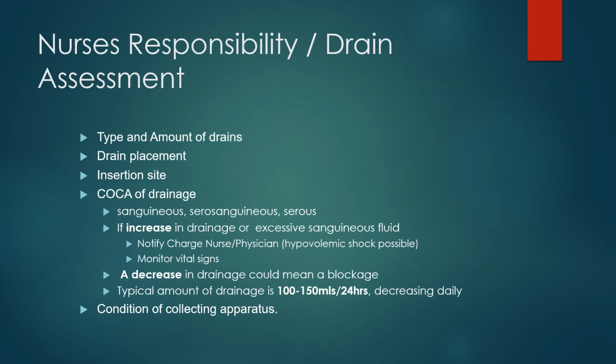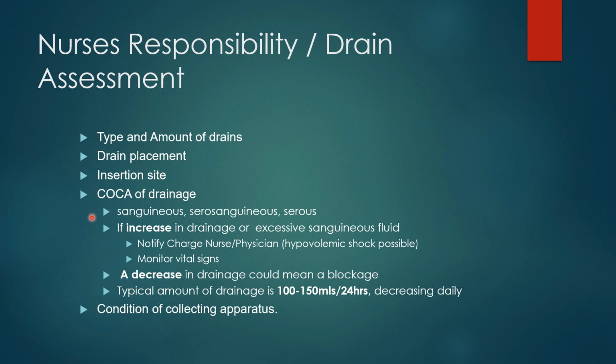As a nurse, what do we need to do if our patient has a drain? First off, we need to know the type of drain that they have and the amount of drains that the patient has. They may have more than one. We need to know where that drain is placed, and we need to know where the tip is inserted to. This all affects the kind of drainage that we are going to see coming out of that drain. So typically, we're going to see some serosanguinous, sanguinous, or serous drainage. Sometimes we might even see a bile-type fluid drainage.